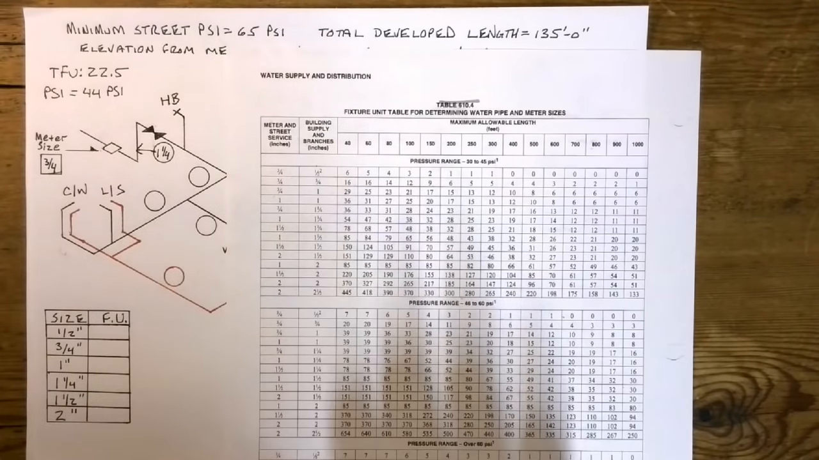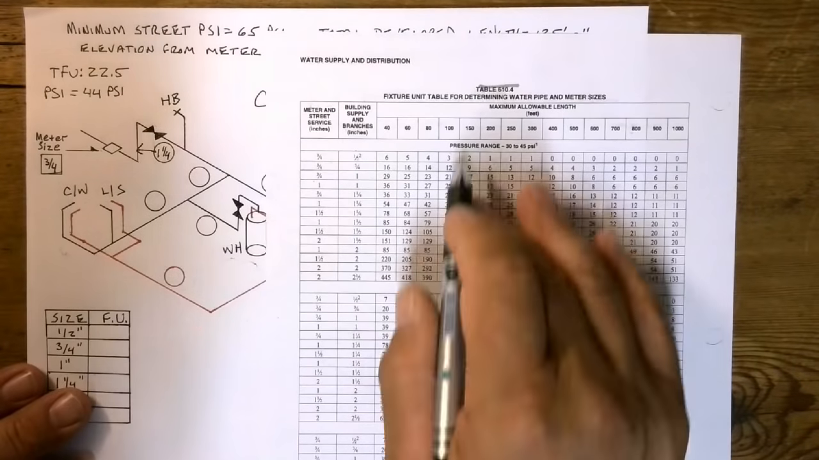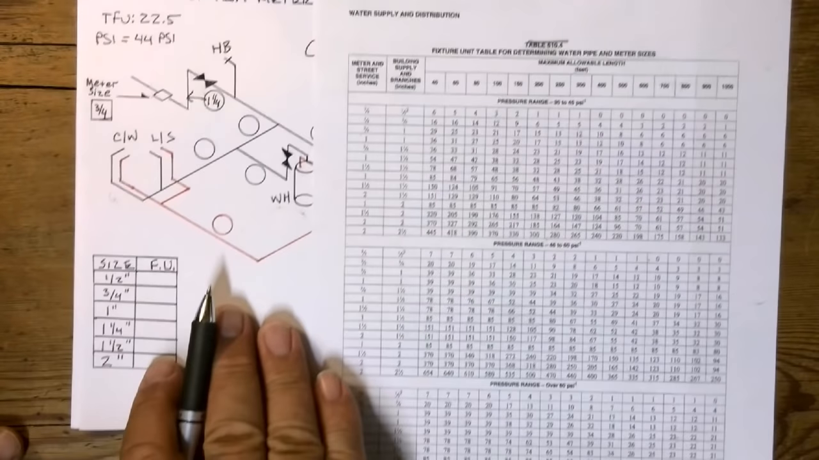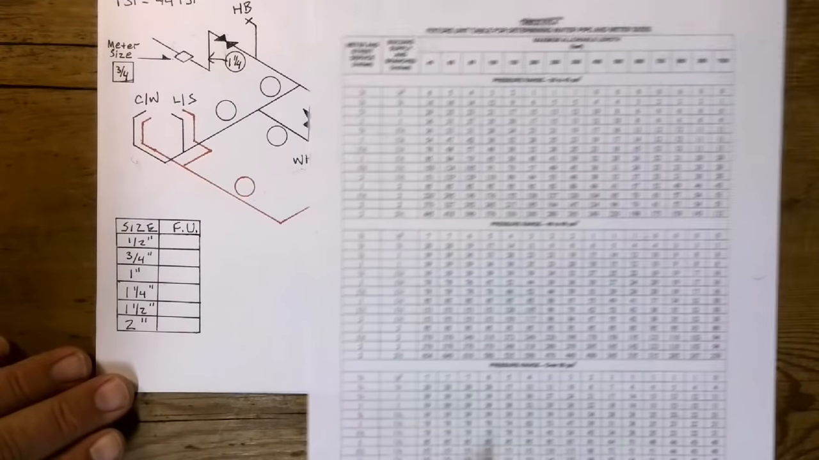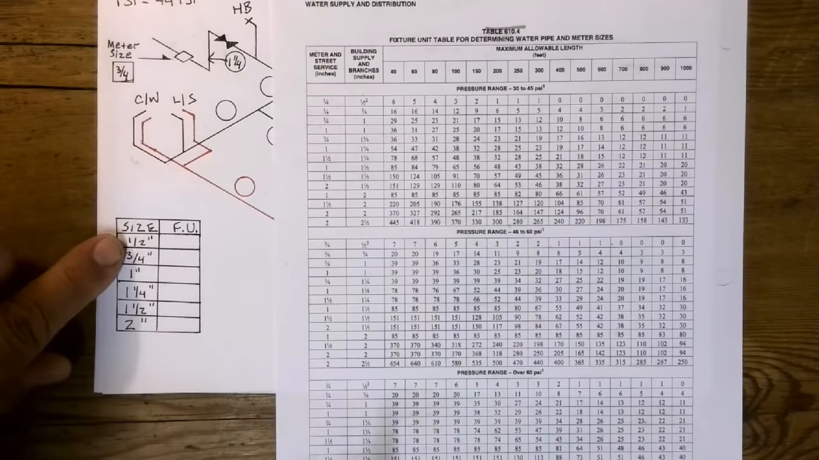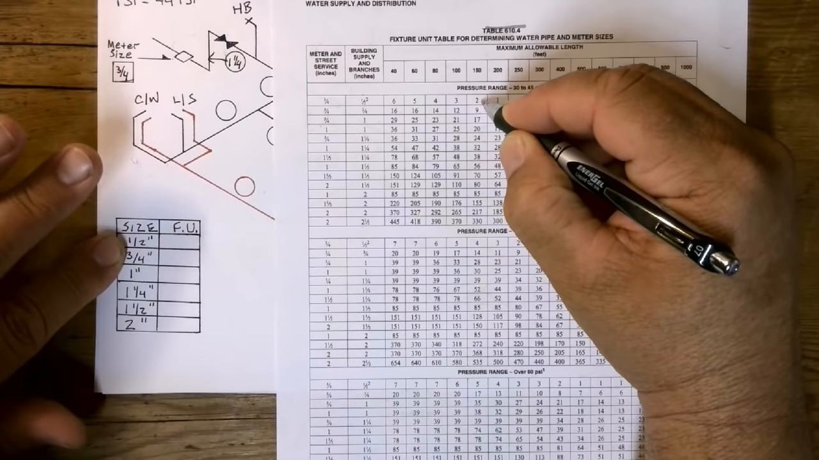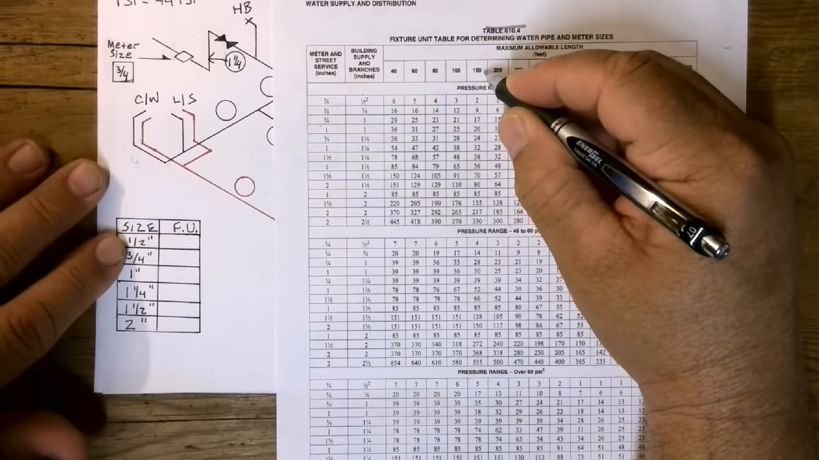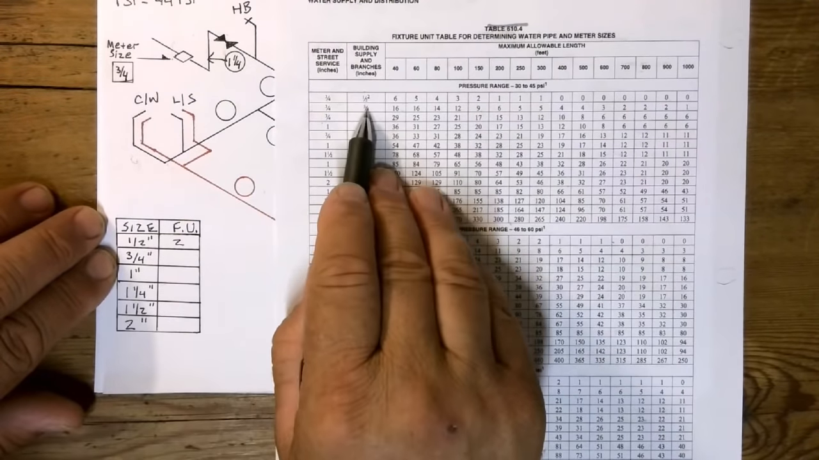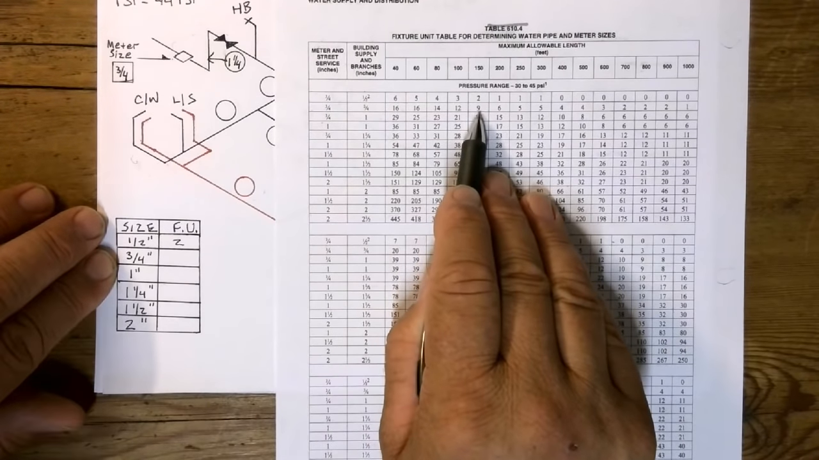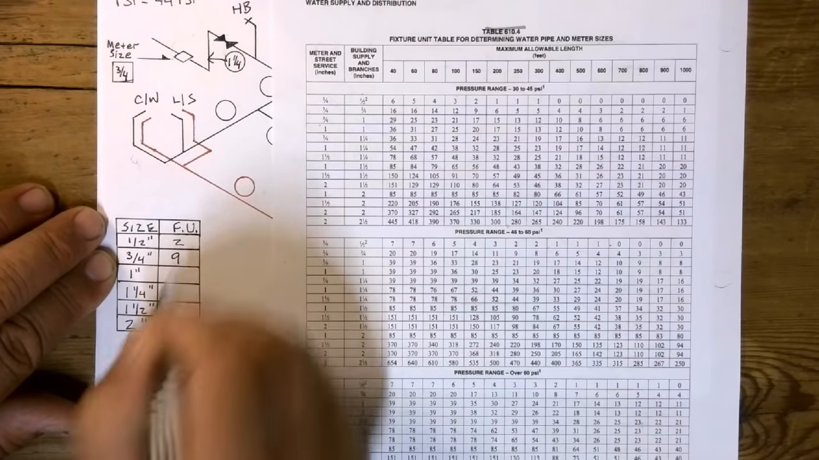Now, for all these numbers, I'd have to constantly sit there and go, okay, well, what's this one? And then you have to come over here and look. That's why I did this. This little guy right here, we're going to call that our cheat sheet. Half-inch pipe at 150 feet: the total fixture unit value that I can put on a half-inch pipe with 150 feet is 2 fixture units. My 3/4 pipe at 150 feet, 9 fixture units.